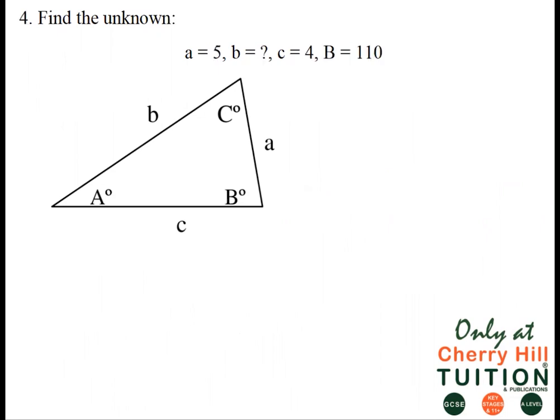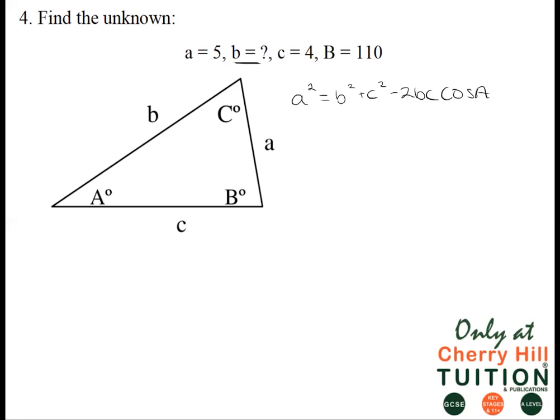So question 4, again, we have two lengths, one angle, and we need to work out the third length. And what we can do is use the cosine rule for this. So again, please make sure you are writing the rule down every single time. So a squared is equal to b squared plus c squared minus 2bc cos of A. So in this case, what we are trying to do is work out small b.